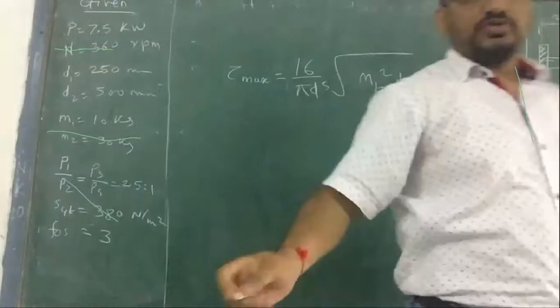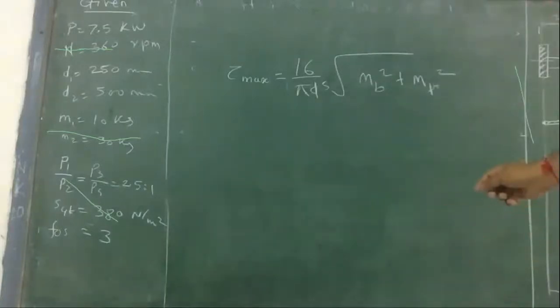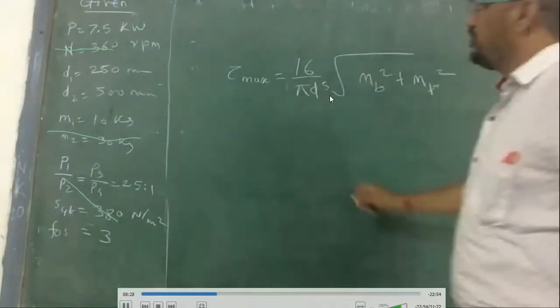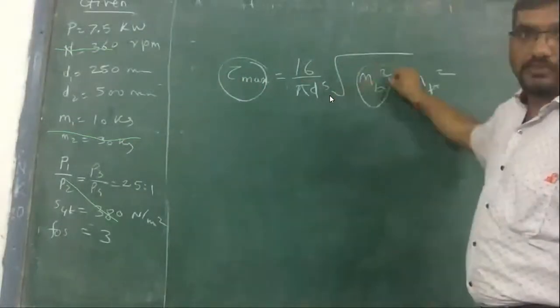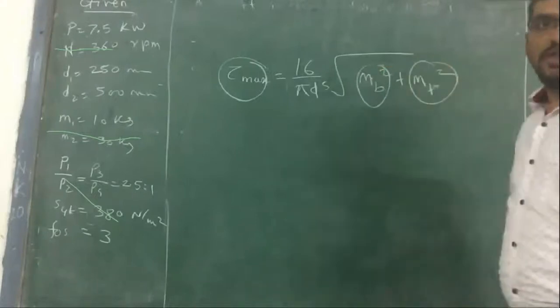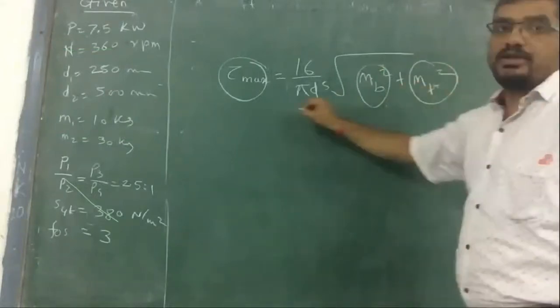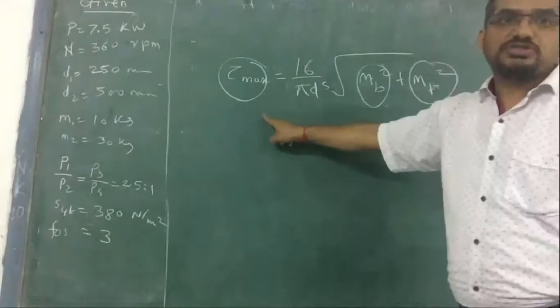This is the equation which we are going to use for our design. So for that, what do we need to know? We need to know the allowable shear stress, we need to know the bending moment, and we need to know the twisting moment, that is the torque. From where do we get this twisting moment?